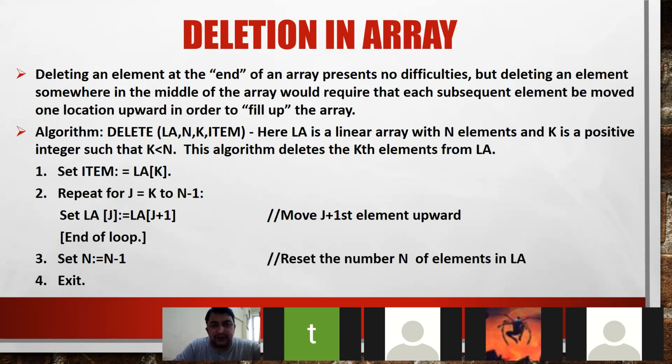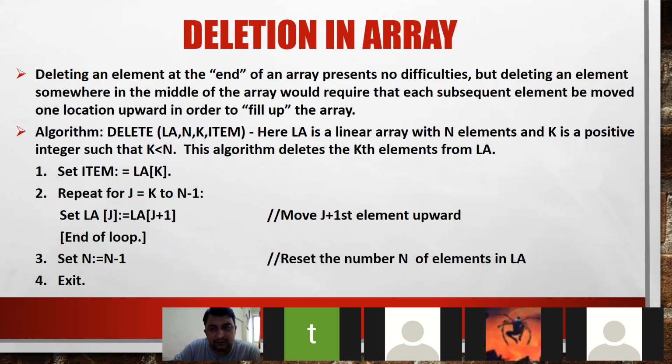So we are resizing the array. N is equals to n minus 1. Why? Because we have deleted an element from the array. That is why we are resizing the array. Understood? If you have any doubts, what is your doubt? Unmute yourself and you can ask your doubt.